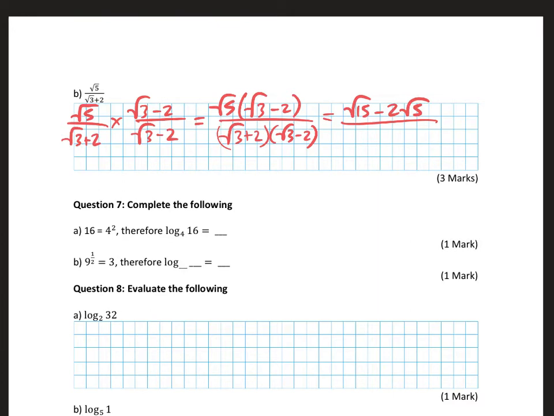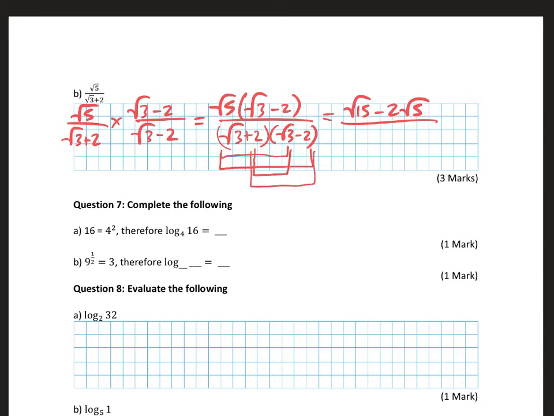The bottom, root 3 times root 3, I'm going to FOIL this. So firsts, outers, inners, and then lasts. It's the order I'm going to do.